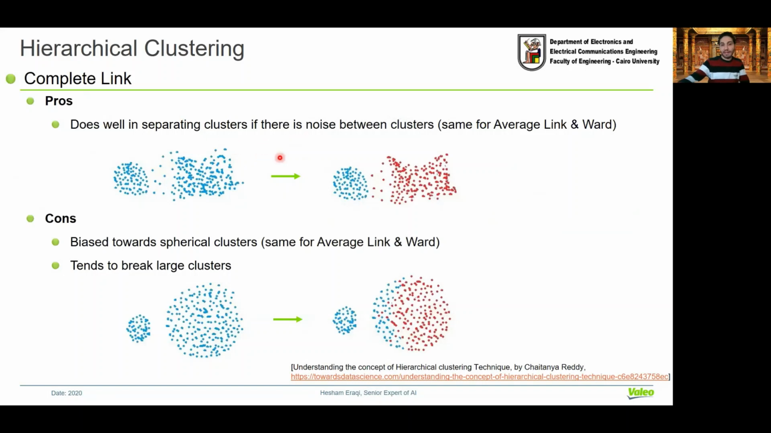The good thing about complete link is that it handles the noise better. As you can see here, the points in the middle were not scattered between the two classes. They were classified into one cluster of the two, which is better than single link. And actually, average link and Ward share the same advantage. One disadvantage of complete link is that it tends to break large clusters like this, and like the average link and Ward methods, it is more biased towards spherical clusters.